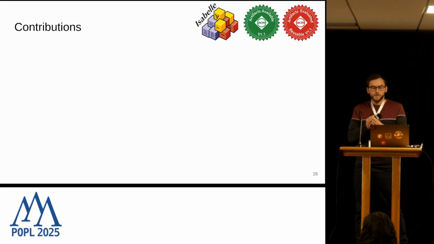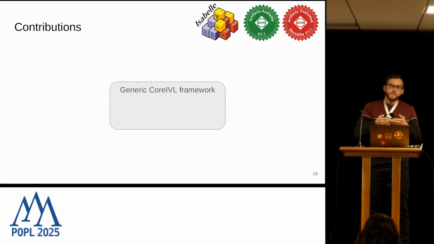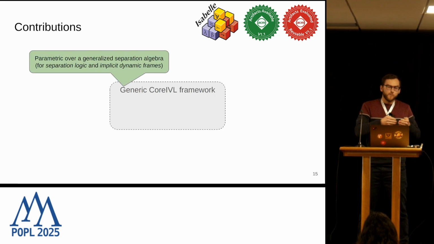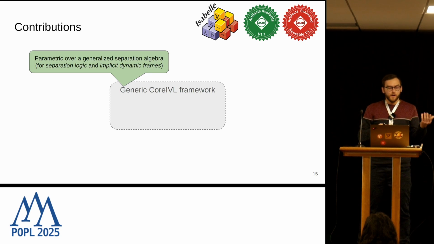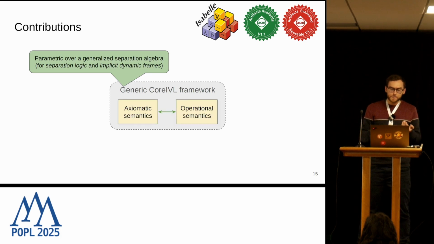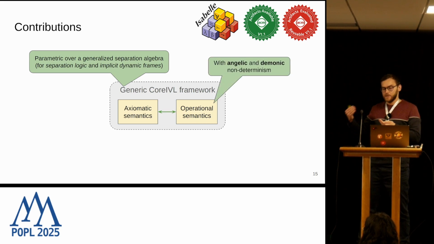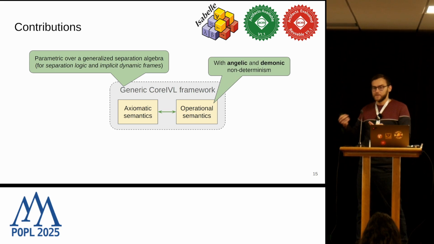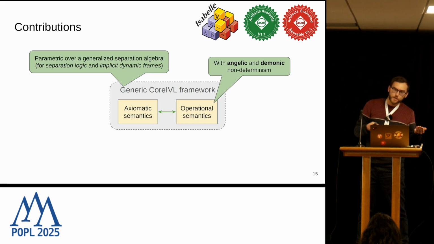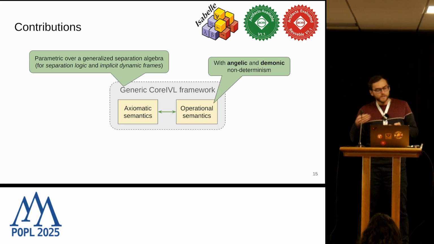So to wrap up, all the contributions in this work are performed in the Isabelle Proof Assistant. We present this generic core IVL framework, which is parametric over a generalized separation algebra that captures both separation logic and implicit dynamic frames. For this core IVL, we define a novel axiomatic semantics and a novel operational semantics. And as we've seen before, this operational semantics has both angelic and demonic non-determinism. Angelic non-determinism for exhale, and demonic, for example, for inhale and havoc.